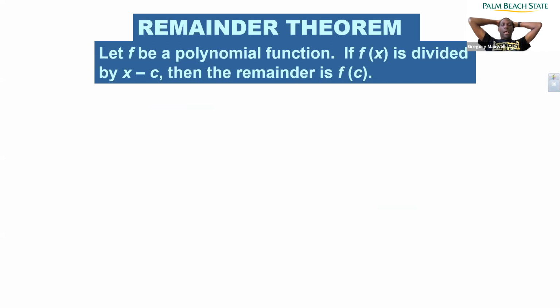a polynomial and you divide it by some expression, x minus c. The expression in particular is a linear expression where the coefficient of x is 1. So you're dividing the polynomial f of x by x minus c.